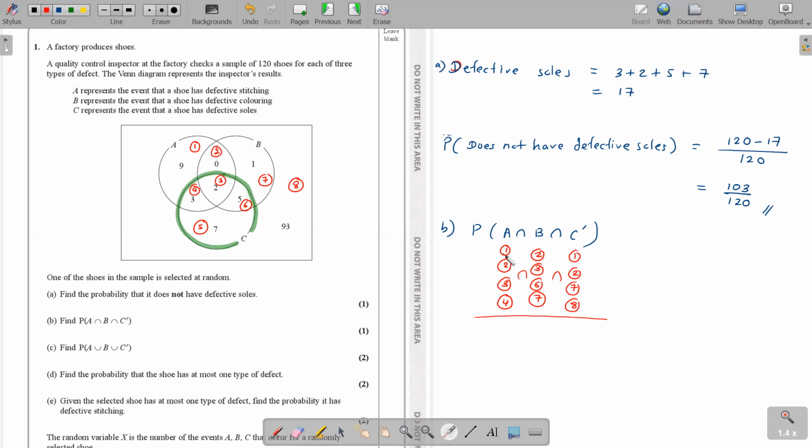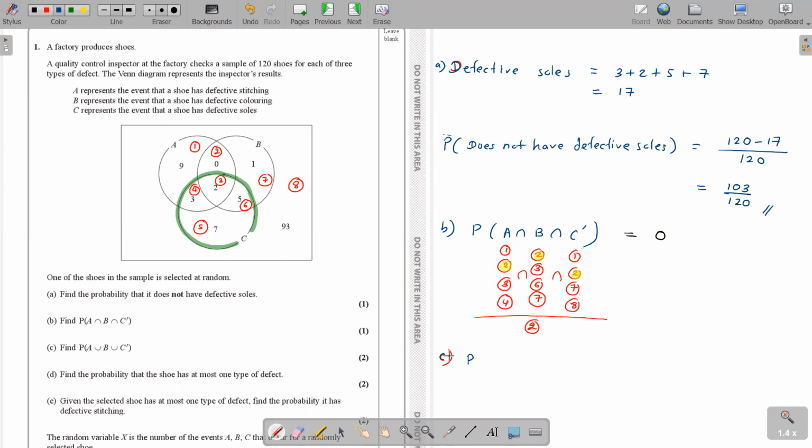I can see region 1 is not common. Region 2 is there in all the 3. Region 2 is common to all the 3. Is there anyone else? Region 3 is not common. Region 4, no. So the answer is region 2. In region 2, how many shoes do we have? 0. So the probability will be 0 out of 120, basically 0. So the probability of A intersection B intersection C dash is 0. Next part, find the probability of A union.